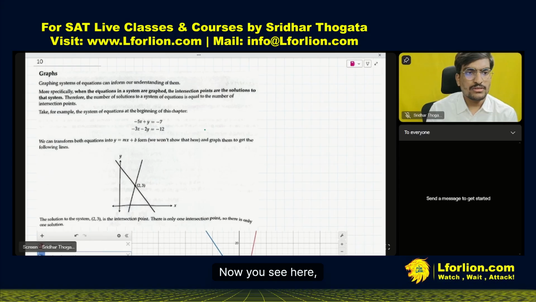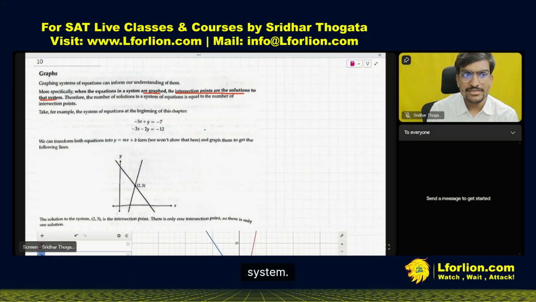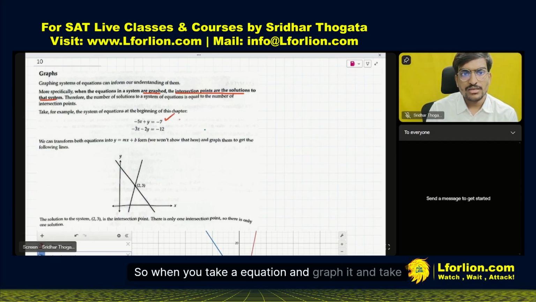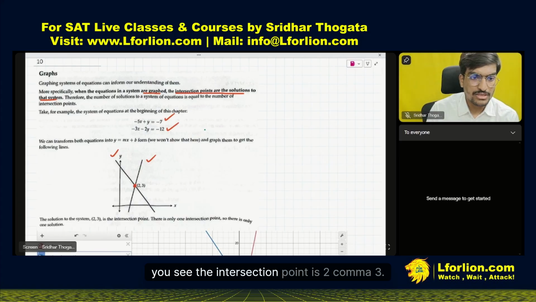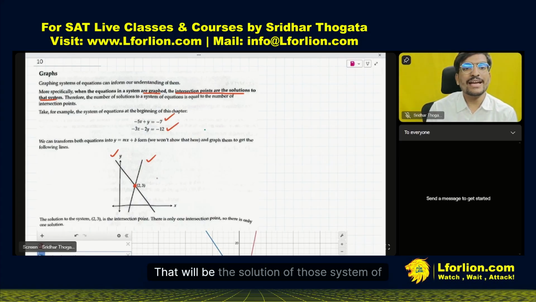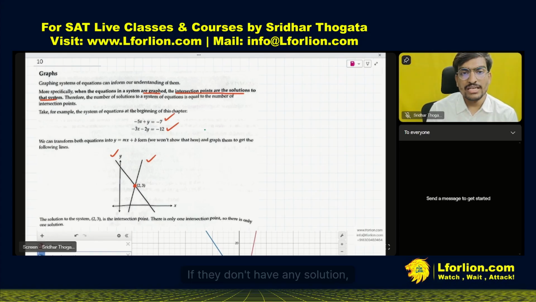Now you see here, when equations in the system are graphed, the intersection points are the solutions to that system. So when you take an equation and graph it, and take the second equation and graph it, and look at the intersection point of that system, you see the intersection point is (2, 3). That will be the solution of those system of equations. So if they have more, then it will be infinitely many. If they don't have any intersection point, there is no solution. That's what they are saying.